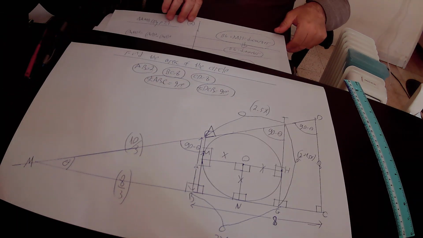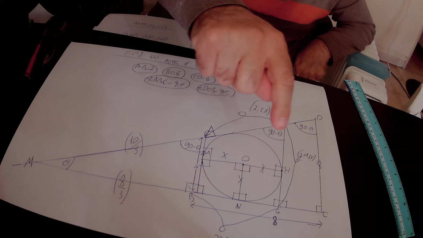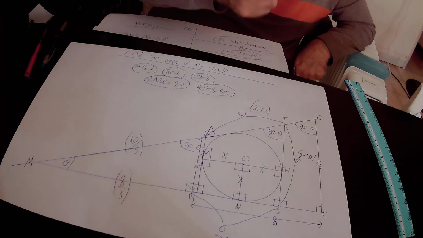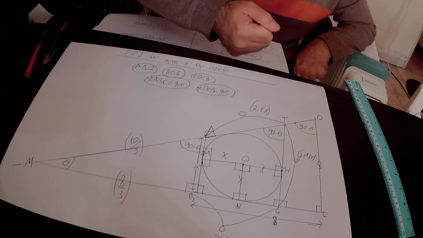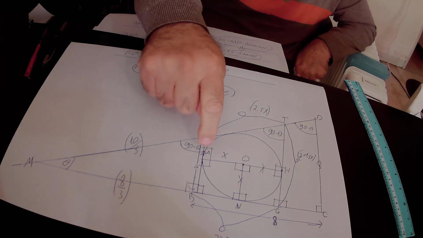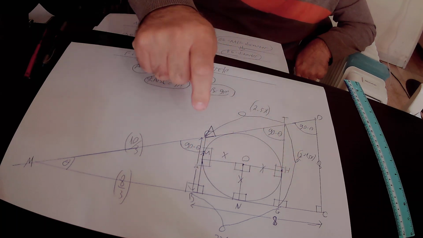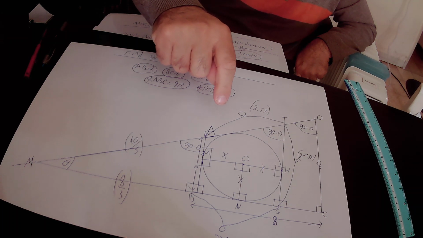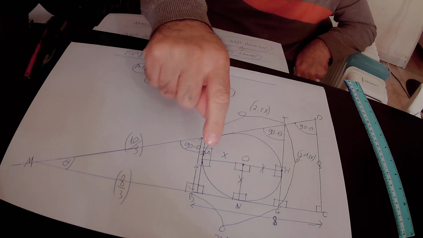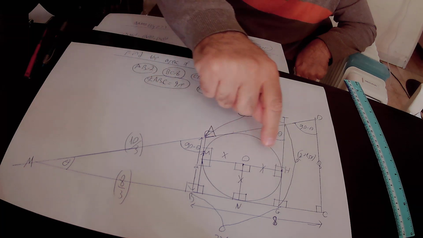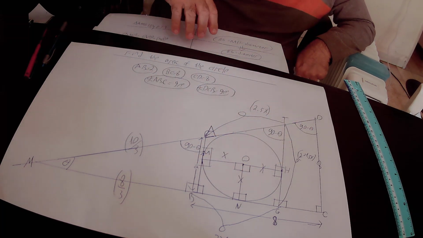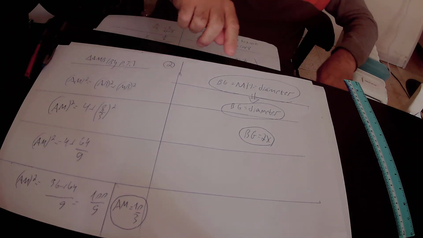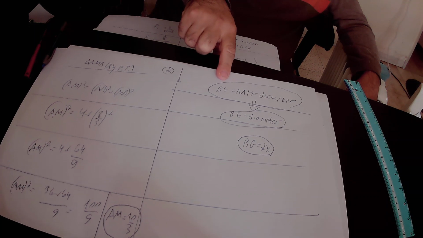Then we focused on quadrilateral MHBG. Inside this quadrilateral, we have 1, 2, 3, 4 right angles. Any quadrilateral that has 4 right angles must be at least a rectangle, if not a square. So we relate to quadrilateral MHBG as a rectangle. And we know that the opposite sides of a rectangle are equal to each other. That is to say MH equals BG.